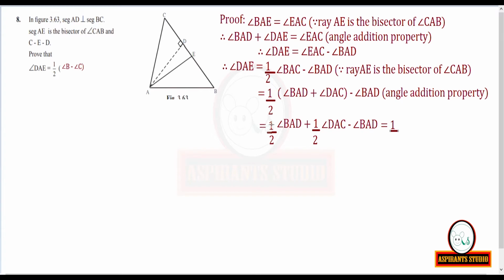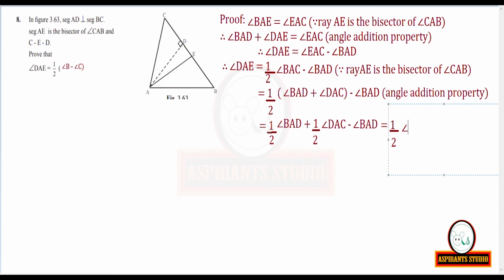Then what is remaining here? Half into measure of angle DAC is remaining. So you will get half into measure of DAC minus half into measure of BAD. Have you understood how you are getting minus half into measure of angle BAD?